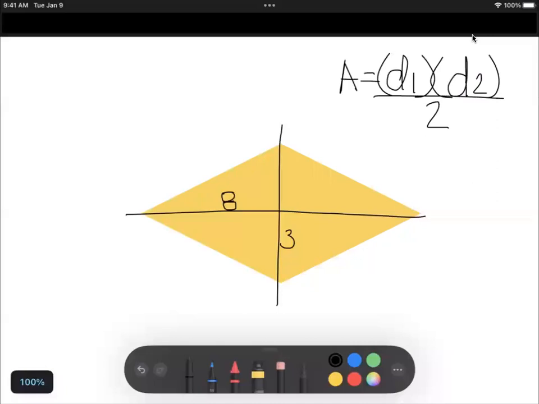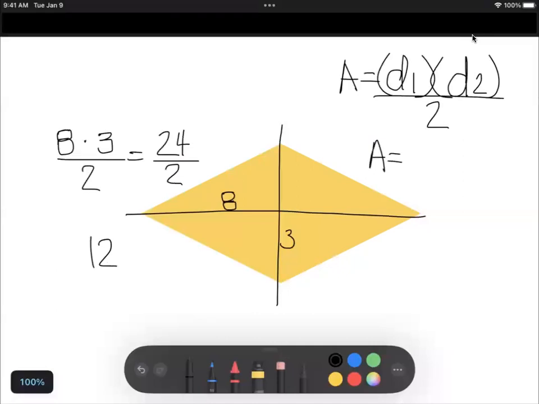So in this case, what we're going to do is multiply 8 times 3, those are our two diagonals, and then divide that by 2. Well, 8 times 3 is 24. And when you divide that by 2, you get 12. So the area for this rhombus is 12 units squared.